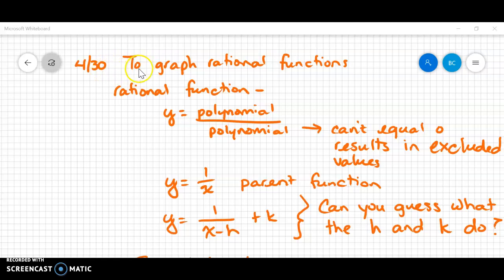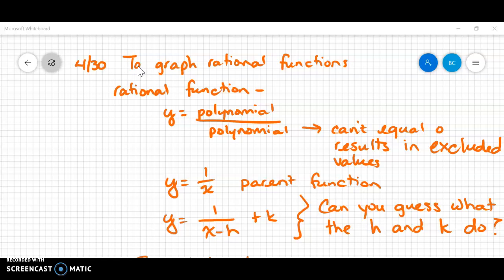So we've spent the last couple of days just starting to get familiar with direct and inverse variation. And we said that inverse variation was a very basic form of a rational function. So today we're going to get into a little bit more depth on graphing rational functions.